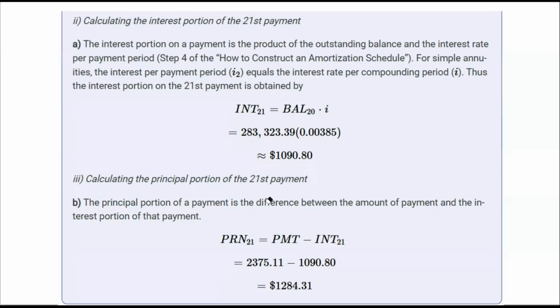For that 24th period, if you're paying $1,090.80 as interest, out of the $2,375 that you pay for that period, $1,284.31 is really what you're paying towards the loan. The interest you're paying is $1,090.80. So notice your interest is actually rivaling the amount of money you're paying towards the loan itself. It's not a very good loan, I would say. So yeah, that's the kind of thing.